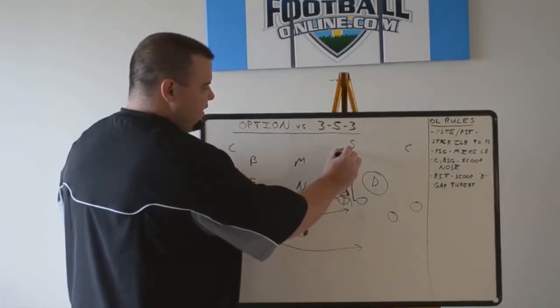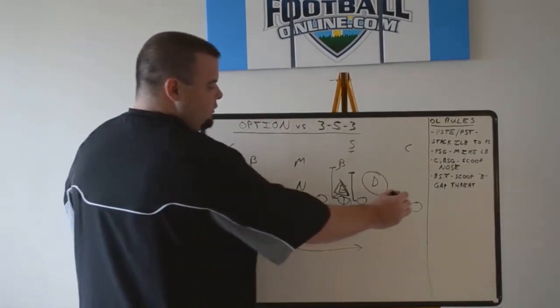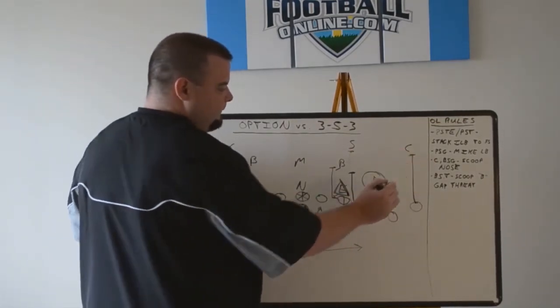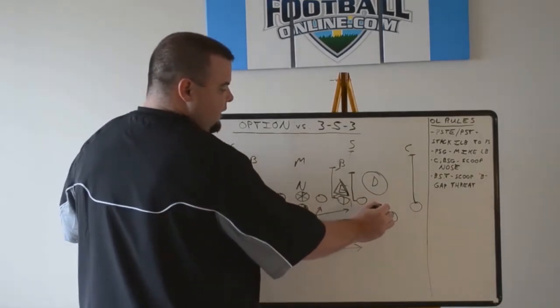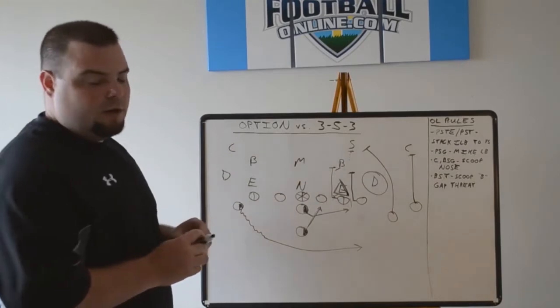One will work to this free safety. We're going to have a 2-on-1 on the free safety on this play. We're going to stalk the corner with the outside split end. This receiver right here is going to go right now for the free safety. So no matter what, we have this all covered.